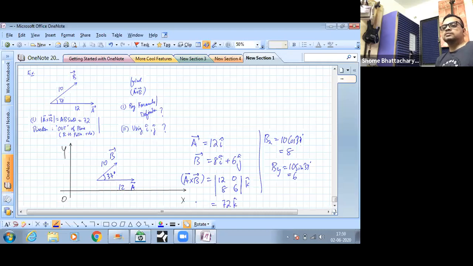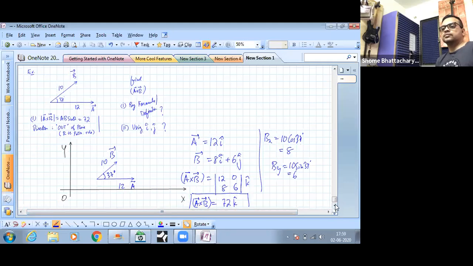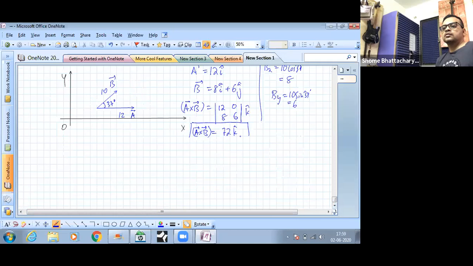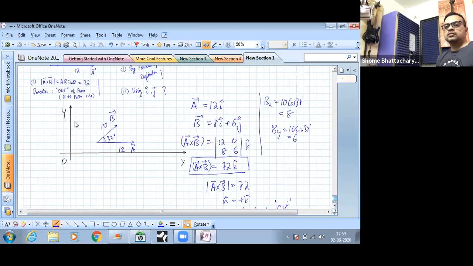Now see, this is giving me the same information that the other one is giving, because you know that k cap is coming out of the plane, when I've drawn x and y the way I've drawn over here. So k cap is the unit vector coming out of the plane. Here, mod of A cross B is 72, and n cap is plus k cap. So it is coming out of the plane. So it's exactly the same information that I'm getting from there. So this is the second method of solving the problem.